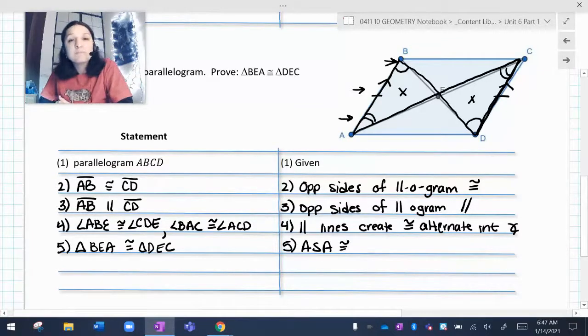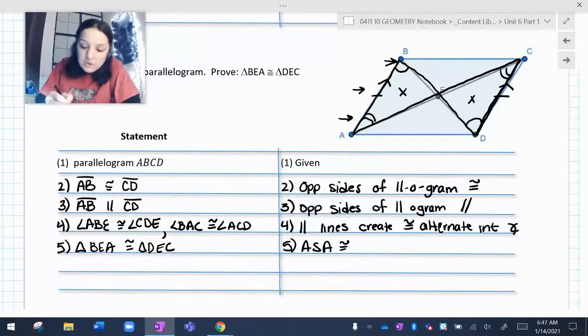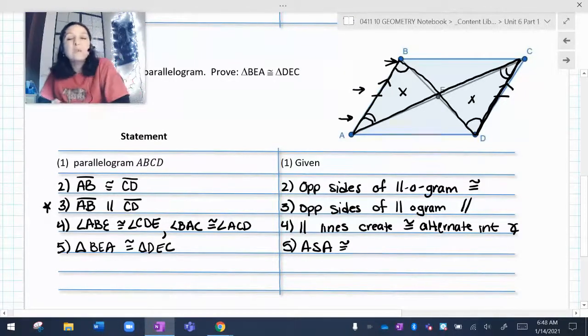Not bad at all. Is that the only way to do this? No, absolutely not. There are so many more. If I'm looking at this, in about the same amount of steps, I could have done this using ASA. I could have done this using SAS. I could have done it using AAS. And I could have used it doing SSS. Okay, there are lots of ways for this one to go. I just picked this way so that we could talk about what can you use that parallelism for.